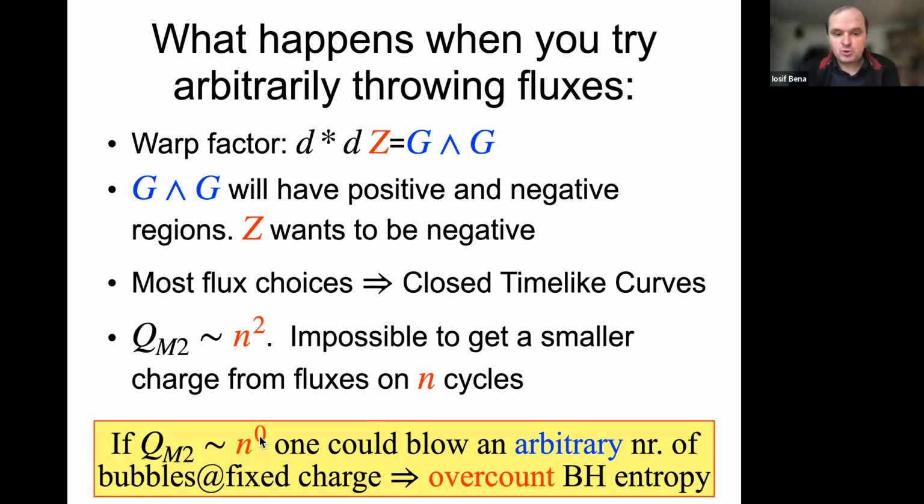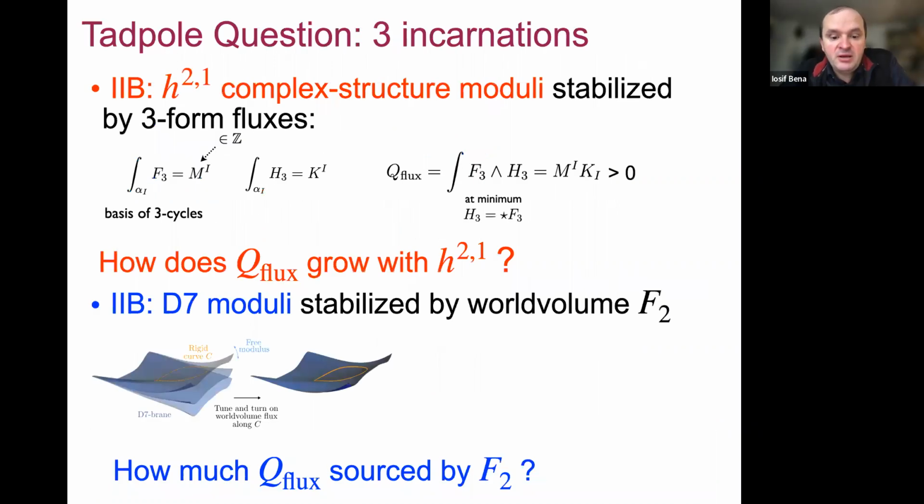However, I'm not saying that this could not be of order log n, or like n to the 1/4 or n to the 1/2. It will still be happy for the black hole entropy, and it will still be happy for the flux compactifications if Q were not going like n to the 0, but n to some small power. However, we ask the question, how many fluxes do you have? And there are actually 3 incarnations.